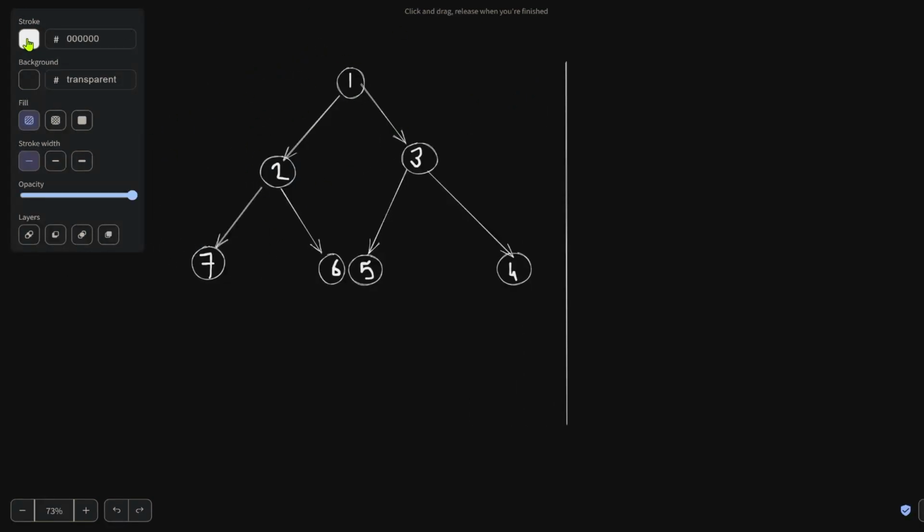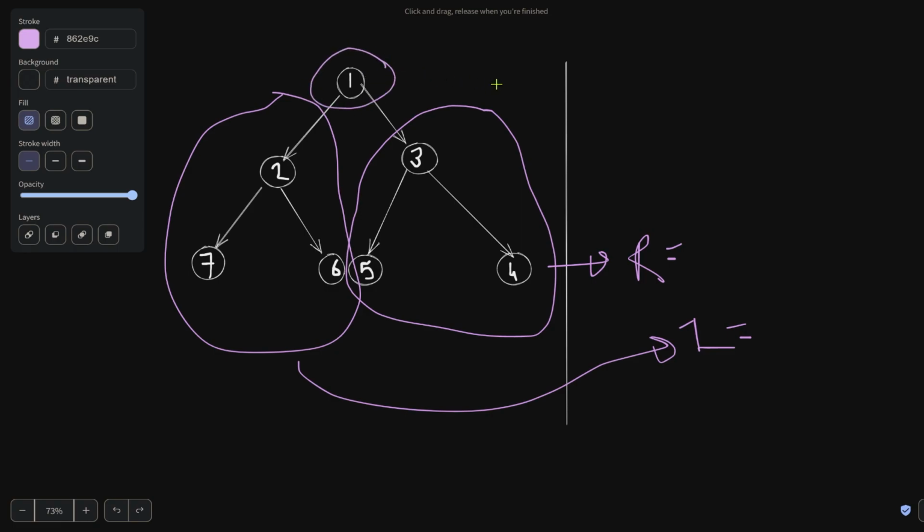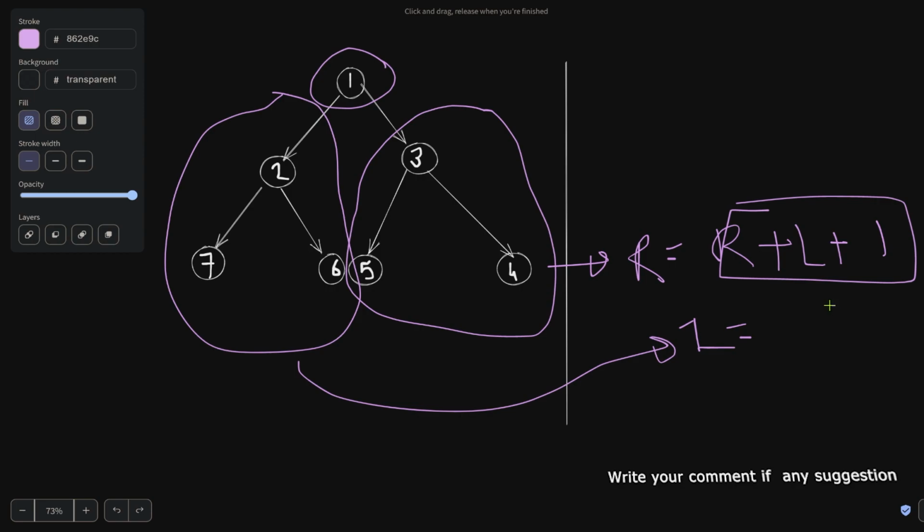So if we consider this problem, we will solve it with the help of recursion. And if we take the left part and right part, we have to assume the right part will give me the count of how many nodes are present in the right part, and how many nodes are present in the left part. And again we have to consider our head, so right plus left plus 1, this is our total number of nodes in a given tree.